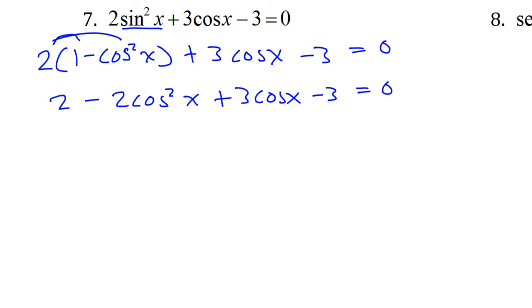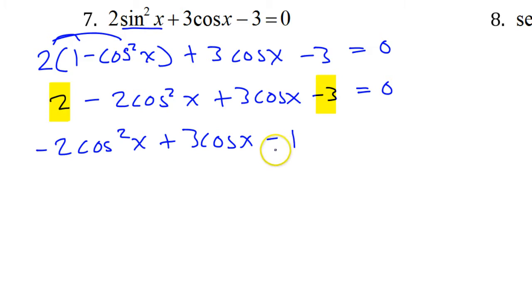I've got some like terms here. The 2 and the negative 3 are like terms, so I put them together. So now I have negative 2 cosine squared x plus 3 cosine x. 2 and negative 3 together make negative 1, and that's equal to 0.